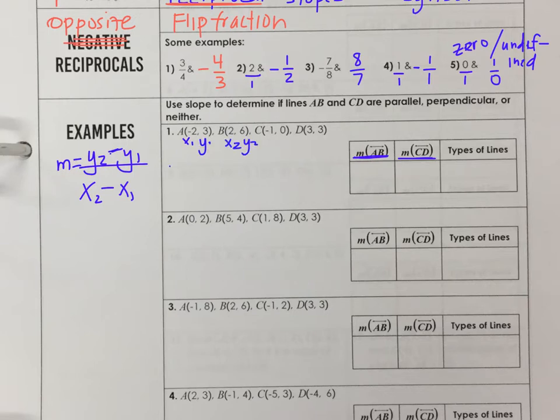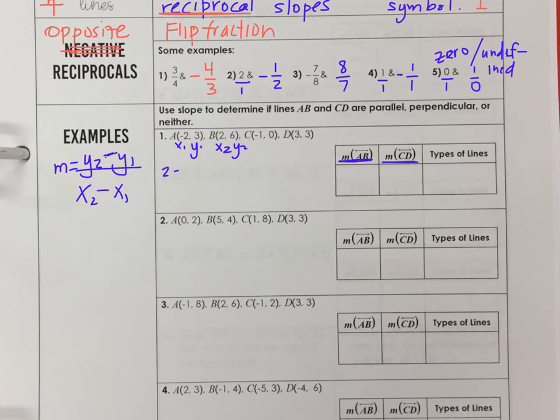So I would say 6 minus 3. That's not a 6. 6 minus 3 over 2 minus negative 2. If I type that in the calculator, it equals 3 over 4. So the slope for line AB is 3 over 4.